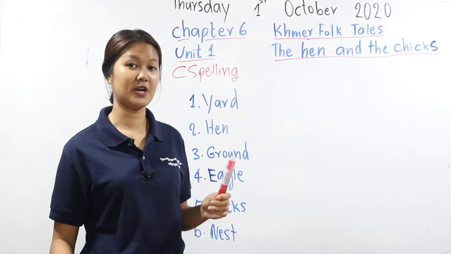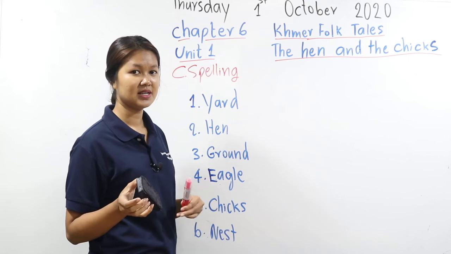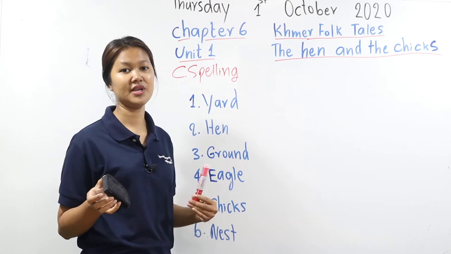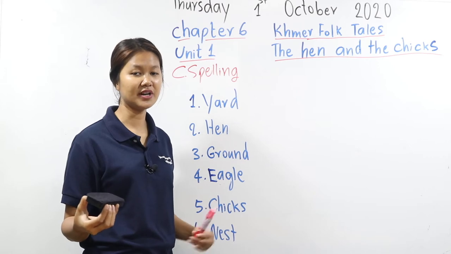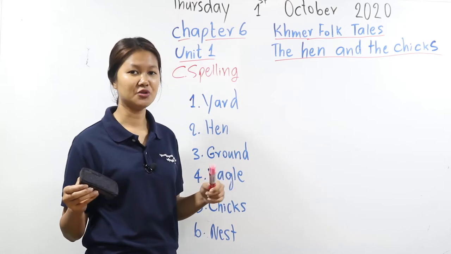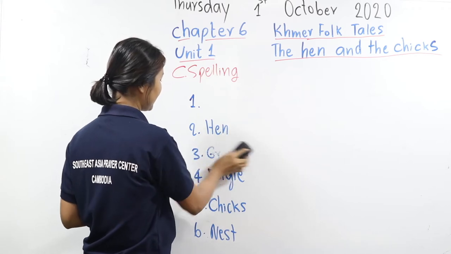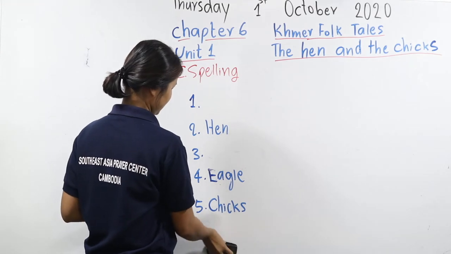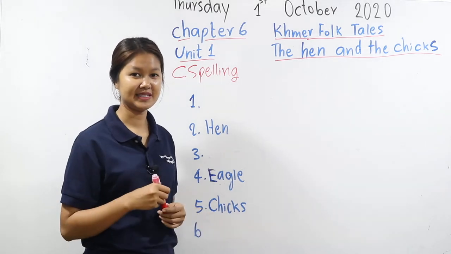So now let's do another practice. I will erase some words, because we have 6 words. So I will erase 3 words first. Then we will practice spelling together, and also I will write on the whiteboard. If you want, you can do it in your notebook also. So I'll erase the words yard, ground, and nest. All right. So now let's practice together with writing.